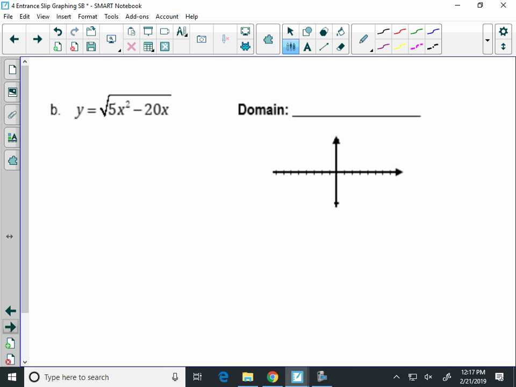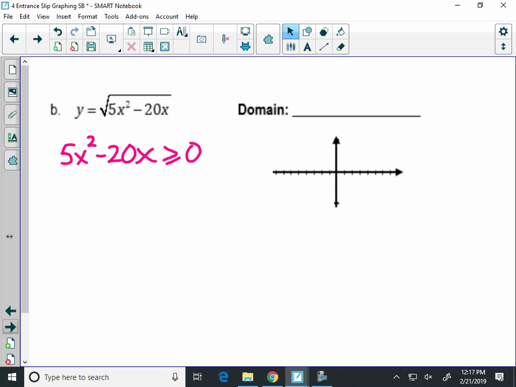So we start off the same way. You take your radicand and you set it greater than or equal to 0. Now when I look at this, it's not the same solving process as it was on the last problem. I can't just add and go. What do I have to do here in order to solve this? Factor. I'm going to factor by GCF here. So here I'm going to pull out a 5x, and what's left inside?